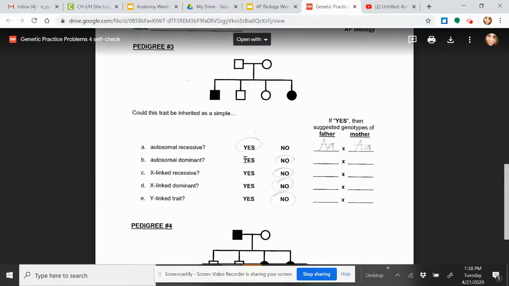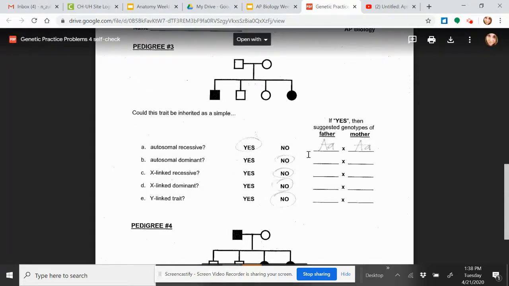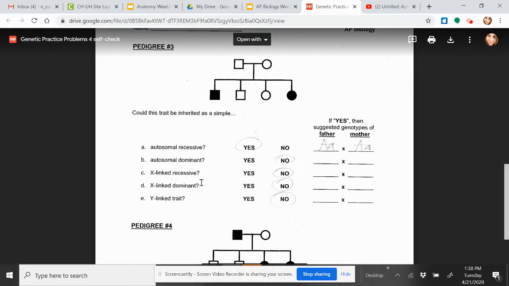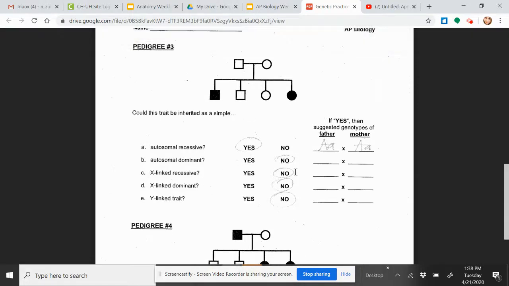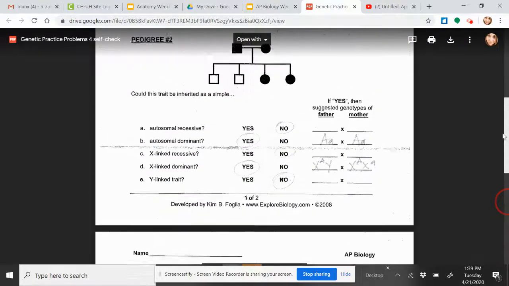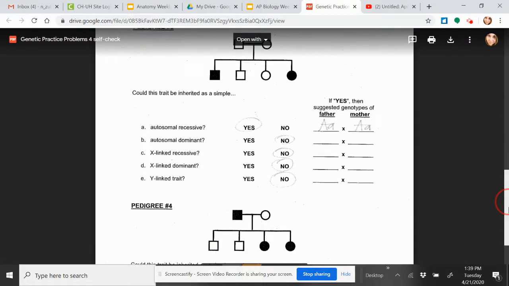Now, could this be autosomal dominant? No, we just said it's recessive. So it cannot be dominant. It can be recessive. Could this be X-linked recessive? Why not? If we look at this, we're not seeing more males than females here. We're seeing the exact same number. So we know that that would not be X-linked.